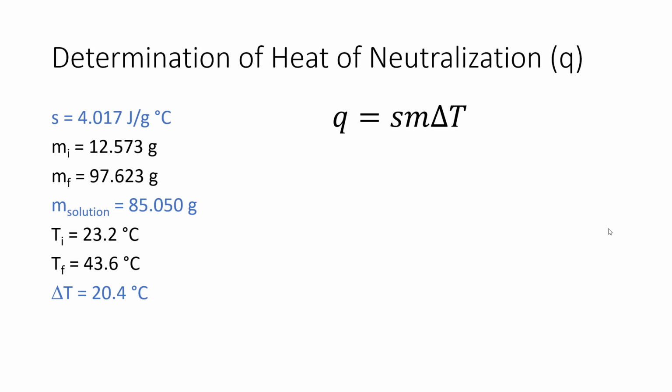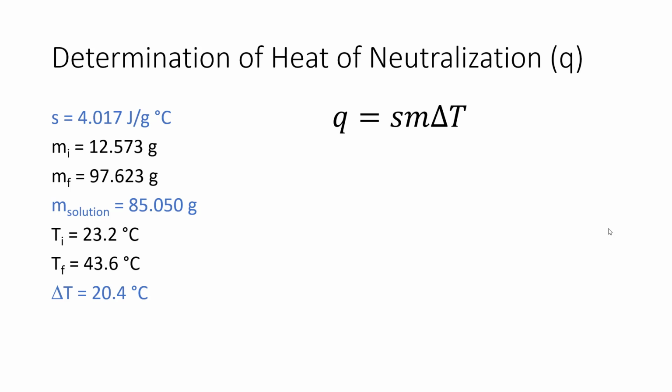If we know our specific heat, that is our variable S. Our mass initially was 12.573, and our final mass of the coffee cup plus the contents was 97.623 grams. So if we subtract those two values, that's going to give us the mass of only the solution that was inside of our coffee cup, which is 85.050 grams. Our initial temperature was 23.2 degrees Celsius, and our final temperature was 43.6 degrees Celsius. So we can subtract those values to give us a change in temperature of 20.4 degrees Celsius.